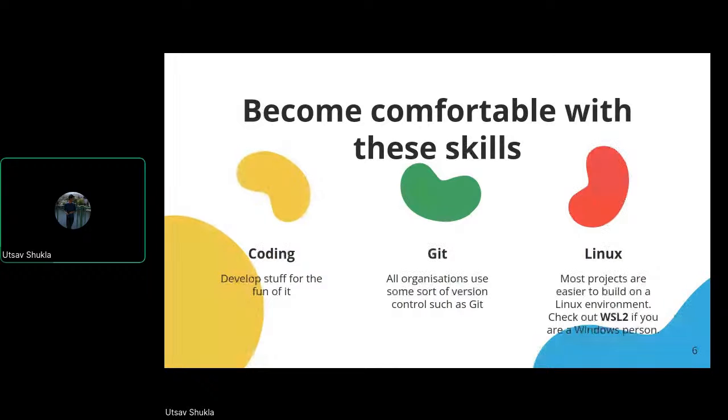For example, if you want to get into some ML related organization, then have some ML projects and try to learn concepts in detail. Next is Git. This is also very essential. All organizations use some sort of version control. So yeah, Git is also essential.